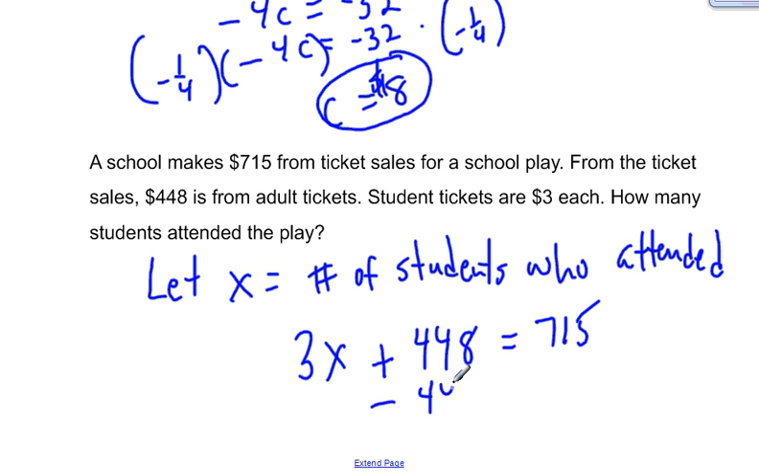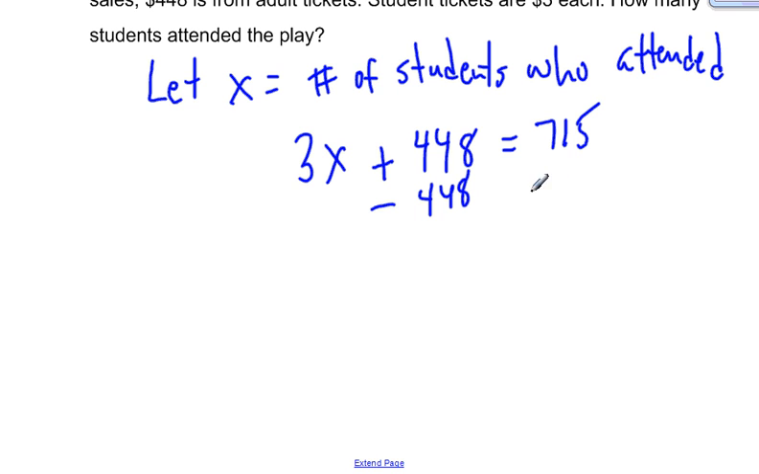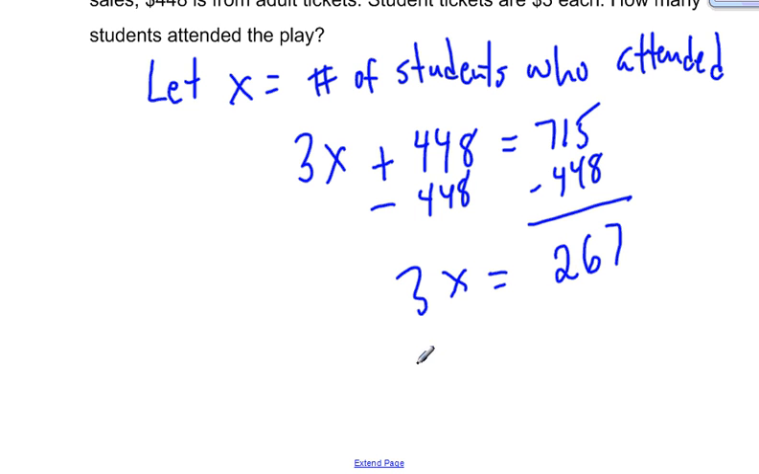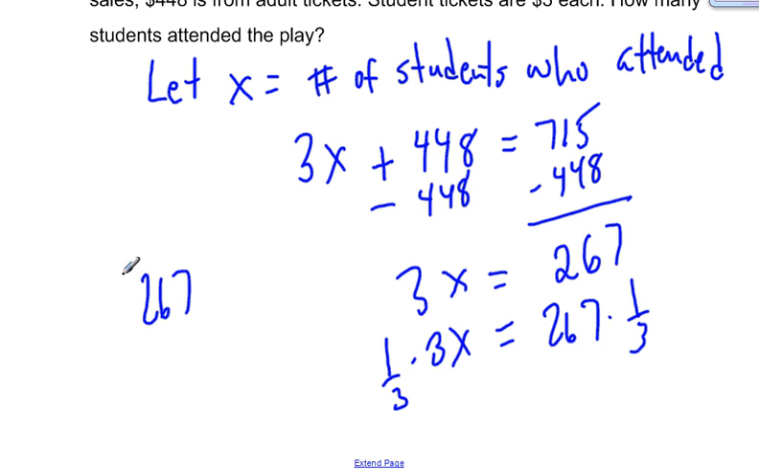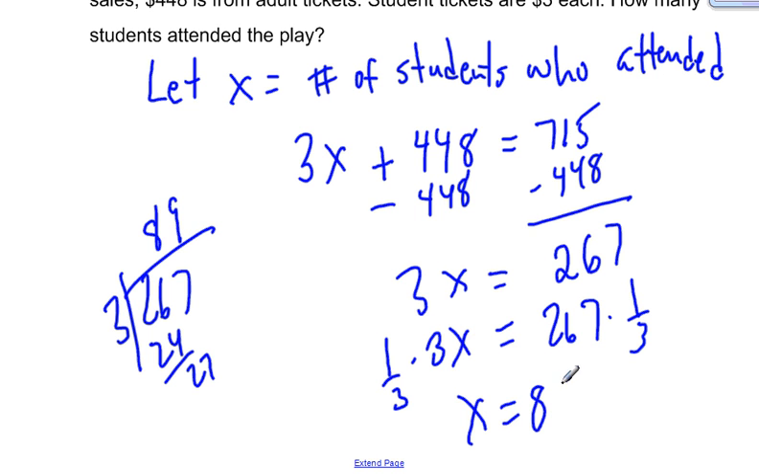So I want to subtract 448 from each side. And that's 267 equals 3x. And I multiply by 1/3 on each side. So 267 divided by 3, that's what that's going to come to, is 8, 24, 27, so that's going to be 89. So there were 89 students that attended the play.